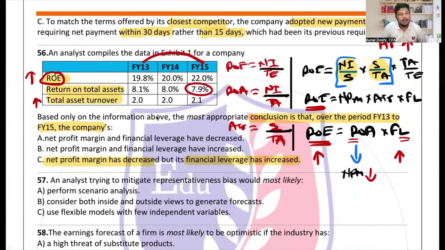Yes. Understood. In fact, I can write the conclusion. Net profit margin is going down, right? Asset turnover is increasing. Financial leverage is also increasing. Very, very important question. I love this question. It touches all the nerves of your brain.